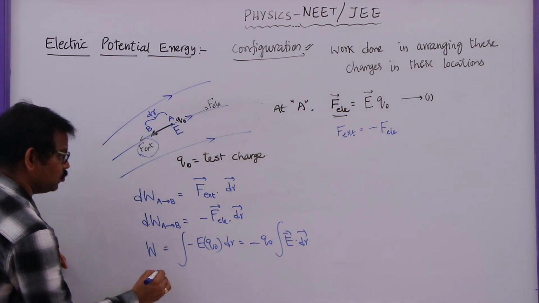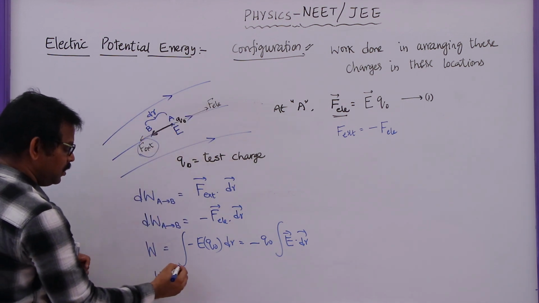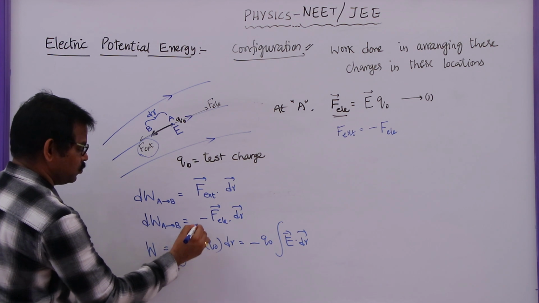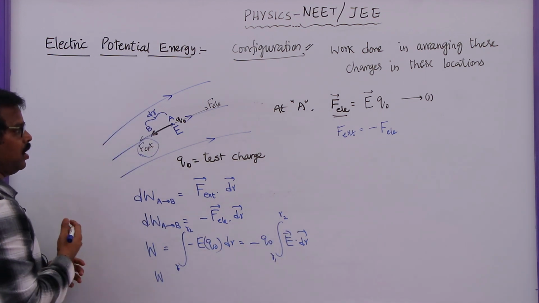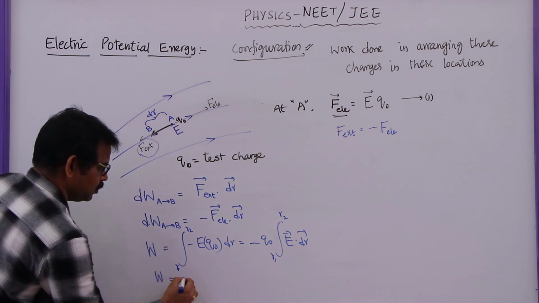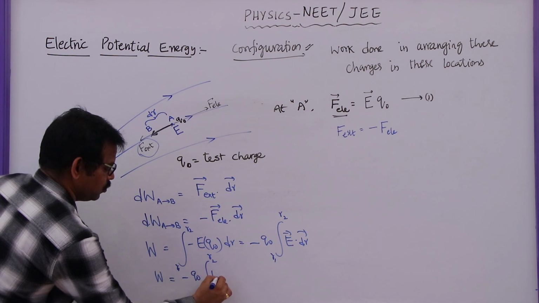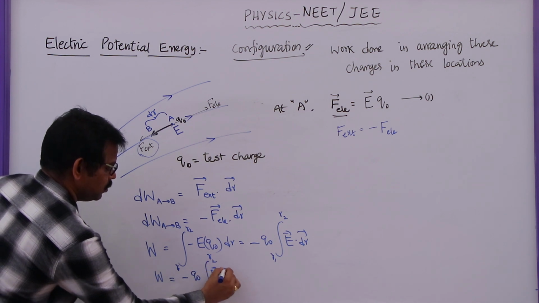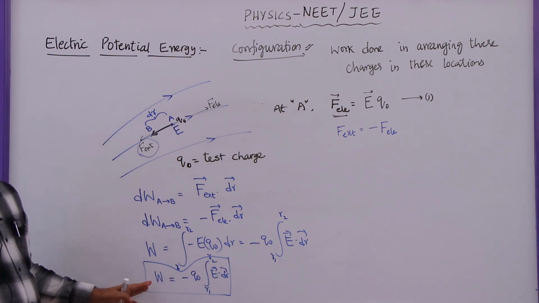So that is the work done to move the charge between any points. Here from A to B it is given. Let us say this is from R1 to R2. The total work done to move the charge from R1 to R2 is given by work done is equal to minus Q naught of integral R1 to R2 E bar dot dr bar. So this is the expression to find out the work done.